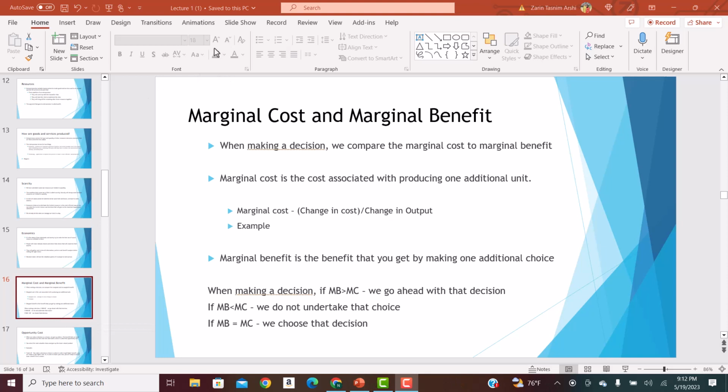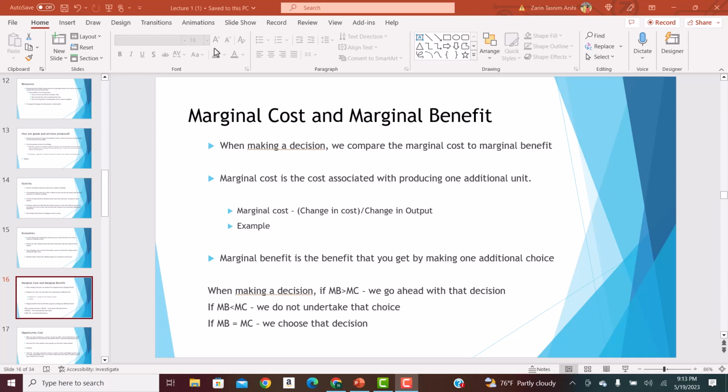So we already know that when we make a choice, individuals or the society or the economy has to be rational. Now, another thing that we look into when we are making a choice is the marginal cost and marginal benefit. Any individual or any business or the society as a whole, when they're trying to make a decision, will look into the marginal cost and marginal benefit, and they will compare the marginal benefit to the marginal cost. So, what is the marginal benefit and what is the marginal cost? Marginal benefit is basically the benefit that you get by making one additional choice. Okay, so it is the extra benefit that you get by making one additional choice.